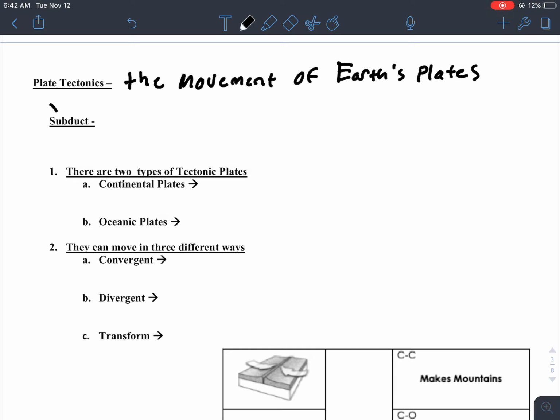You're going to see this word subduct. What I want you to write for the definition of subduct is to go underneath. We're going to talk about in convergent plate boundaries how plates can subduct one another. One plate goes under the other plate. That is called subduction, all right?